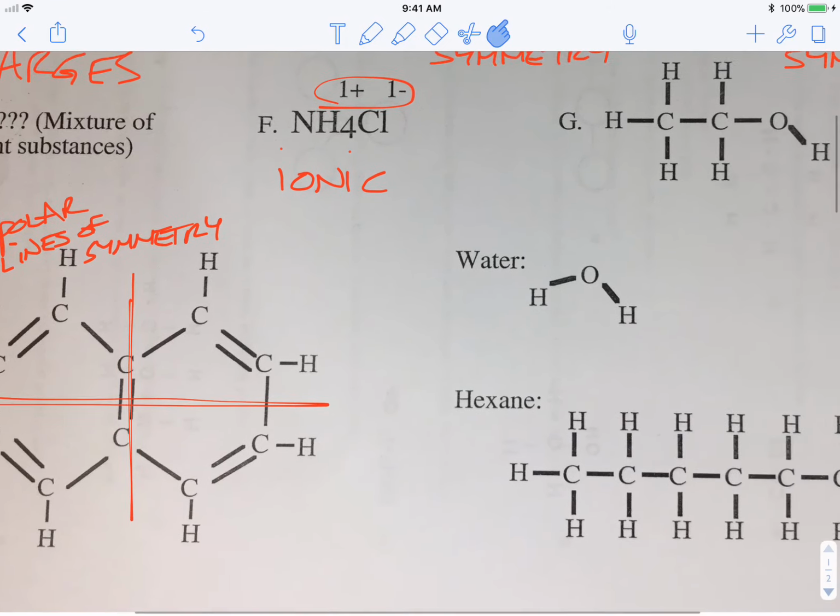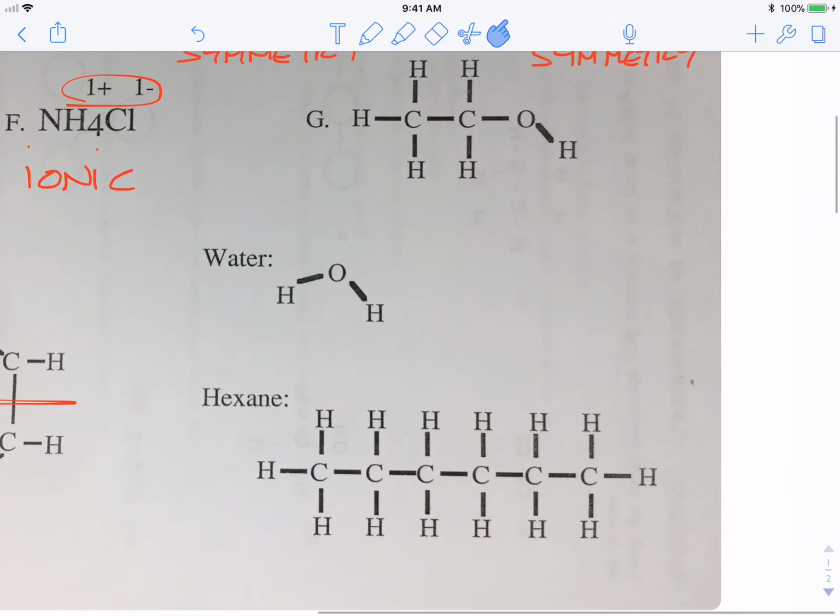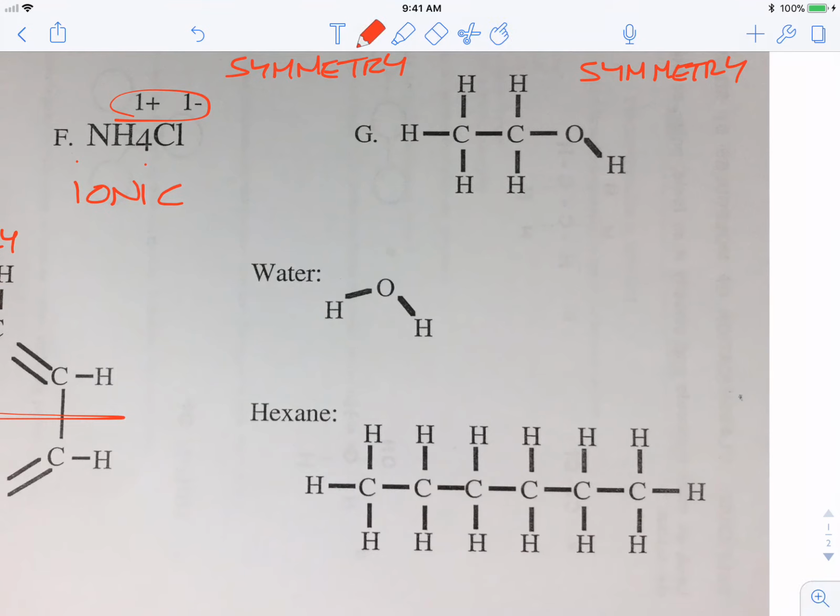Okay. Looking at water and hexane now. So water has a line of symmetry vertically, meaning the left looks like the right. But if we look at it horizontally, the top does not look like the bottom. And so therefore, because we only have 1 line of symmetry, water is polar. And so for our reason, we can write 1 line of symmetry.